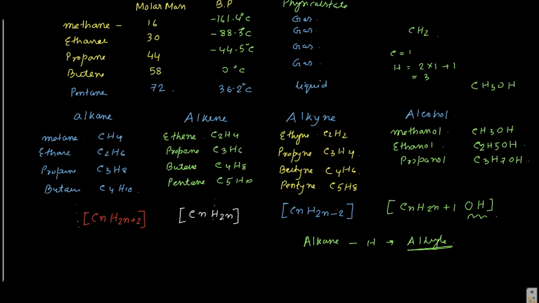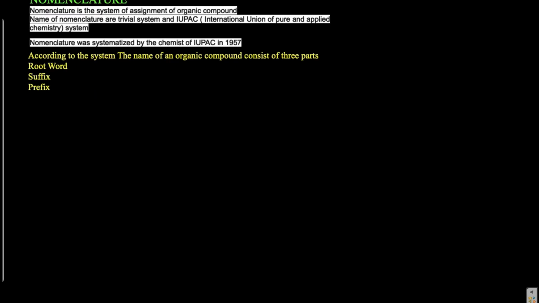Now you can consider the nomenclature. This is a very important topic. What is nomenclature? You have to know the procedure to write the IUPAC name for any hydrocarbon or any organic compound. Nomenclature is the way you can write that. That process is called nomenclature. So nomenclature is the system of assignment of names to organic compounds.